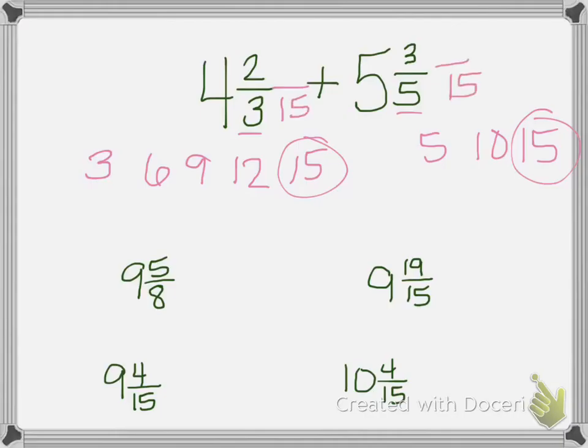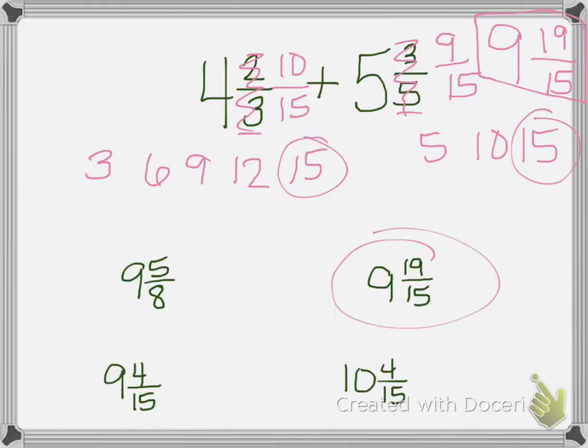3 times 5 is 15. 2 times 5 is 10. 5 times 3 is 15. 3 times 3 is 9. So now we have 4 and 10 fifteenths plus 5 and 9 fifteenths. So if we add 10 fifteenths and 9 fifteenths, we get 19 fifteenths. 4 plus 5 is 9. So our first answer is 9 and 19 fifteenths, which we see right here.